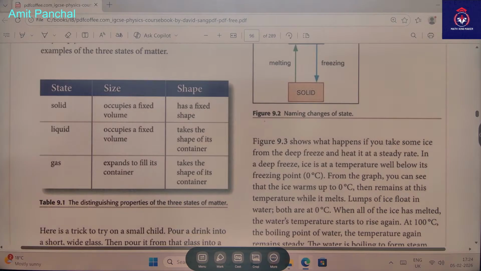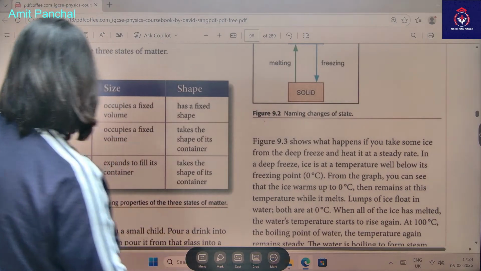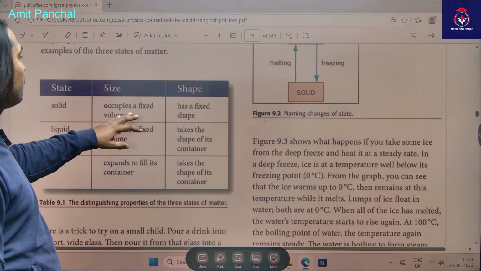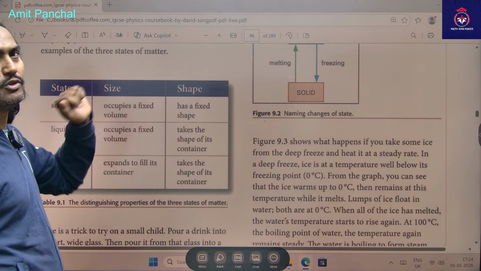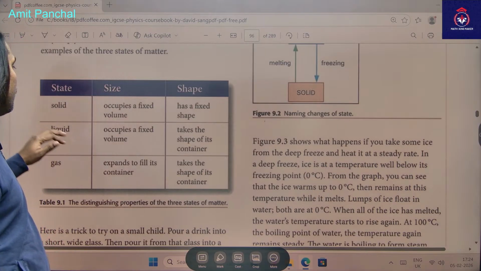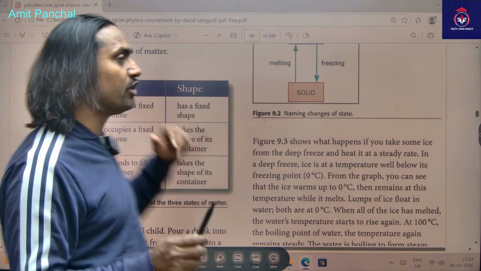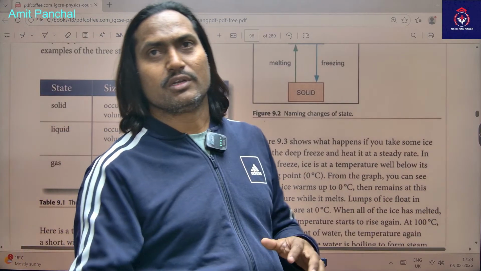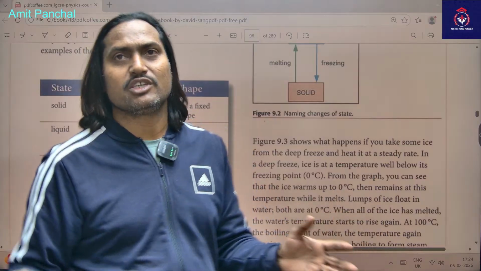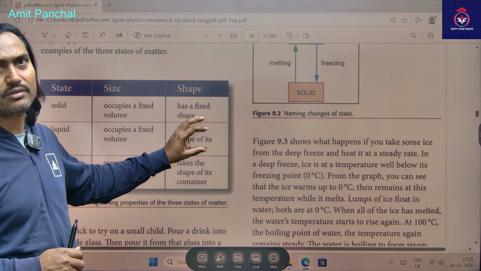Sir, can you just repeat what you were saying? Okay, you were not there. So a solid occupies a fixed volume and has a fixed shape. You can't change its volume and shape. But a liquid occupies a fixed volume, and in whatever container you take it, it will take the shape of that container only. So its shape is not fixed.